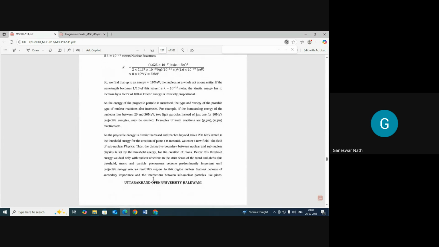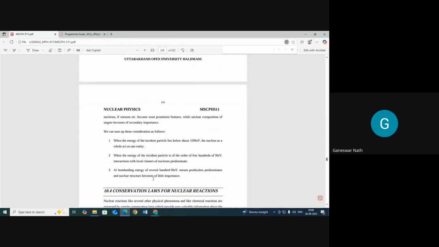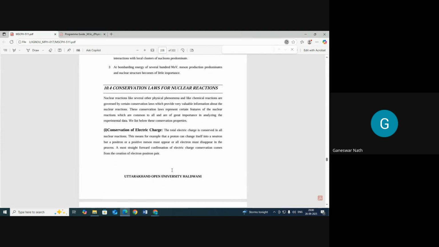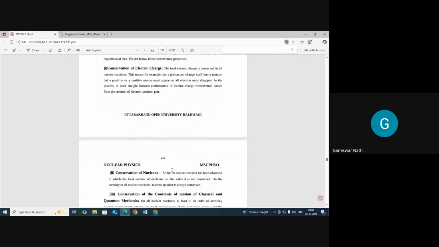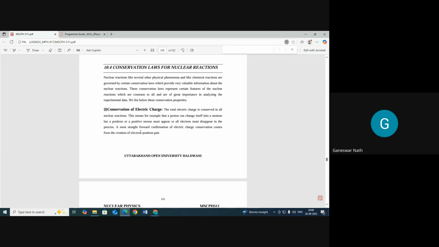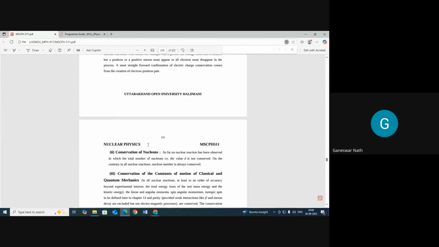Okay, so after that I may go to the conservation laws for nuclear reactions. As I have told you, there is a target nucleus, an incoming nucleus, a product nucleus, and a daughter nucleus. So naturally they satisfy some conservation laws, like conservation of electric charge, and conservation of nucleons. The constants of motion, classical and quantum, are not required, but only conservation of nucleons and conservation of charge you should know, and this is written there for you to read.